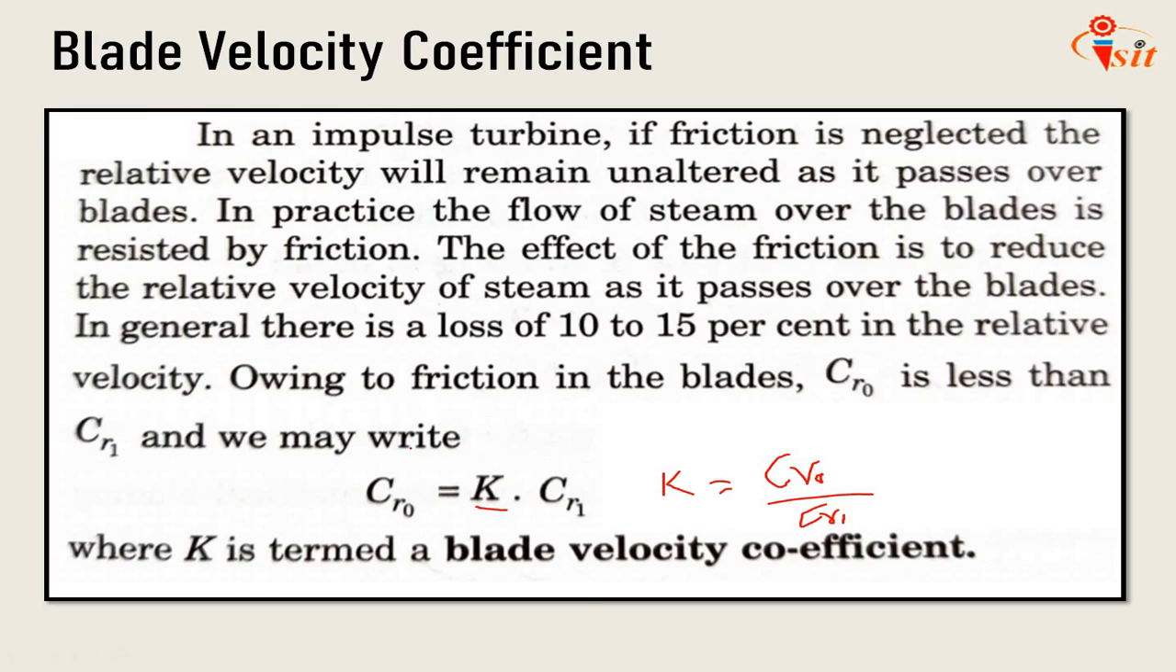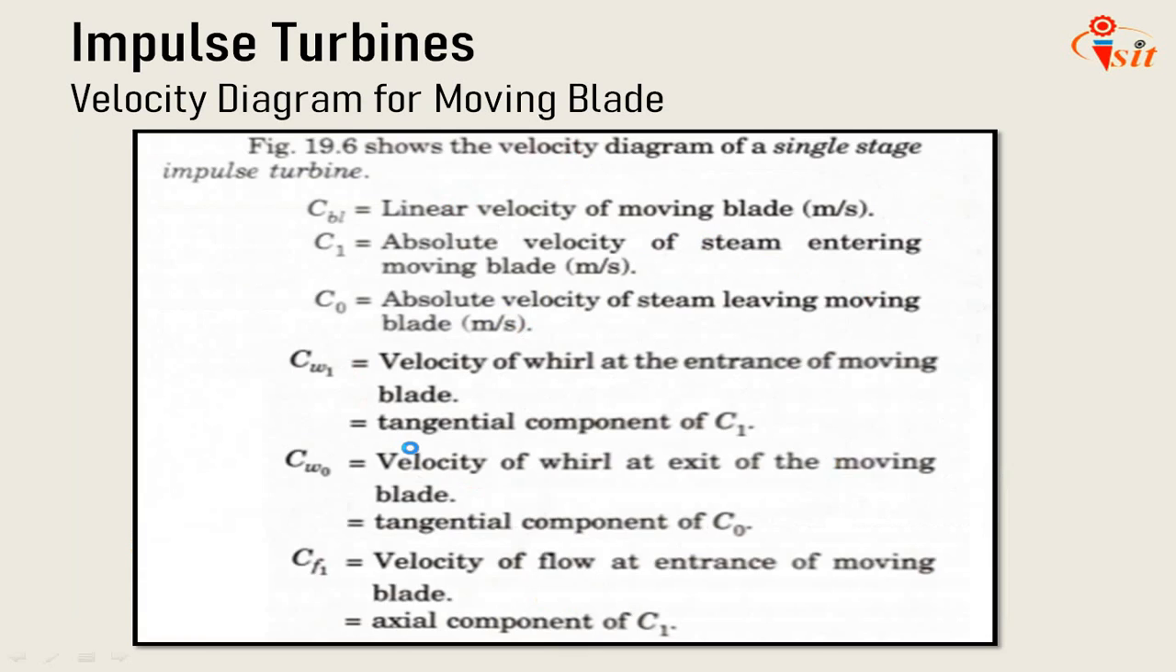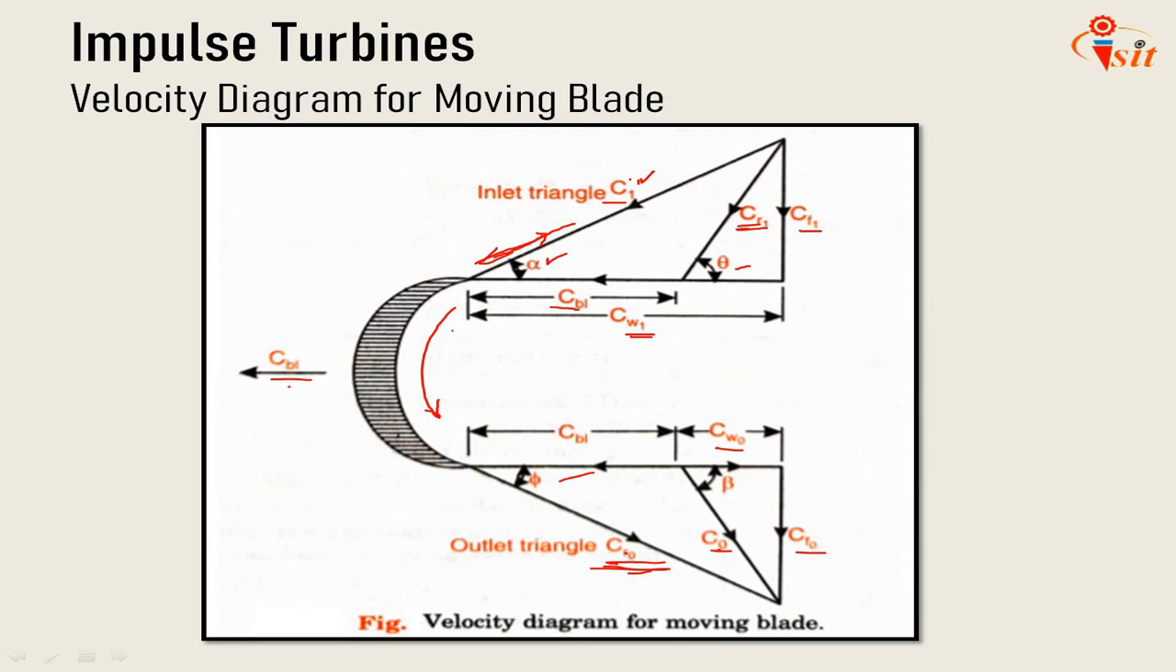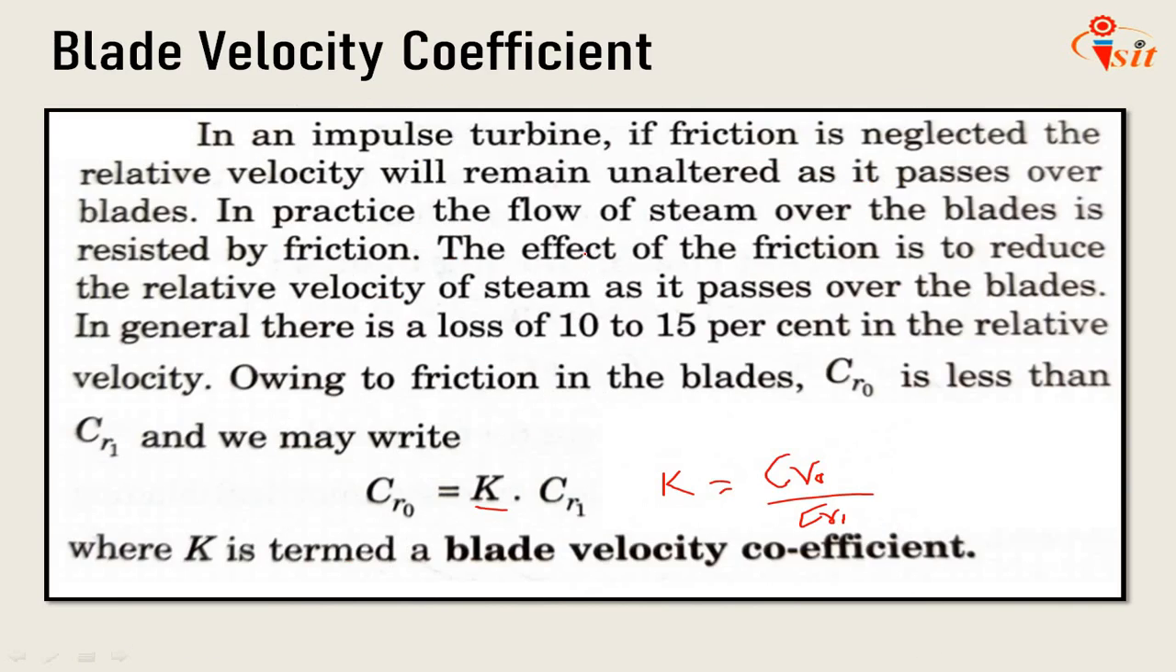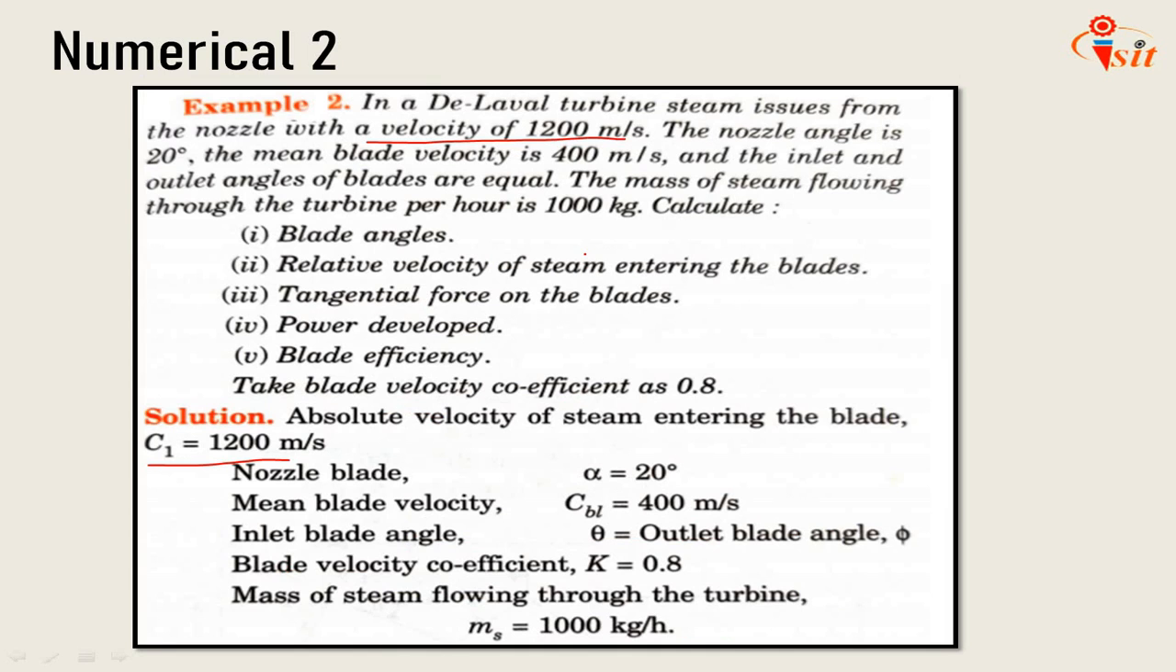I'll show you. Here, this is C1, which is coming from the nozzle at velocity C1 onto the blades. So C1 is 1200 meter per second. The nozzle angle is 20 degrees, that is alpha 20 degrees. The mean blade velocity is 400 meter per second, that is CBL 400 meter per second, and the inlet and outlet angles of the blades are equal, so theta and phi are both the same.